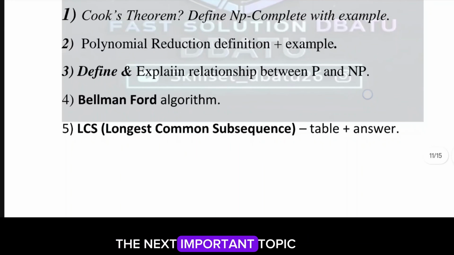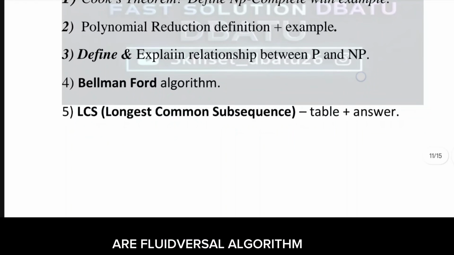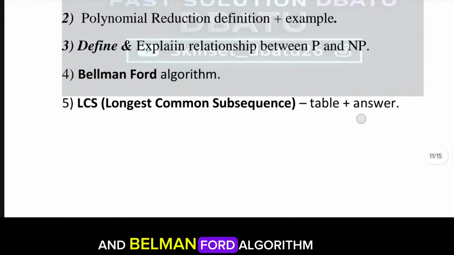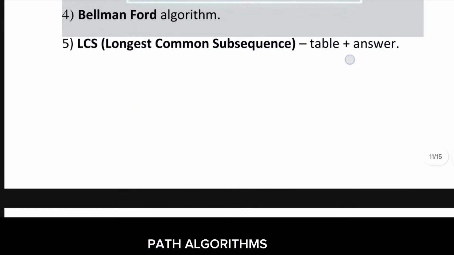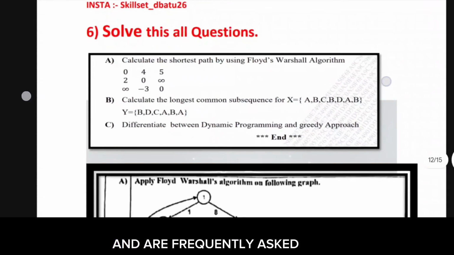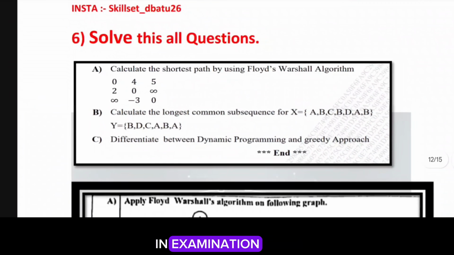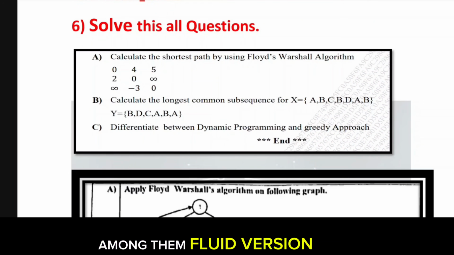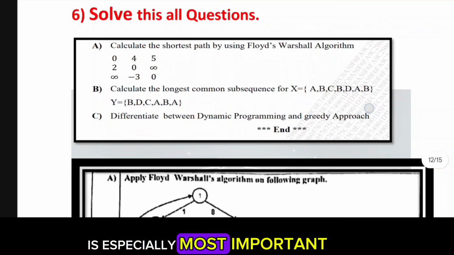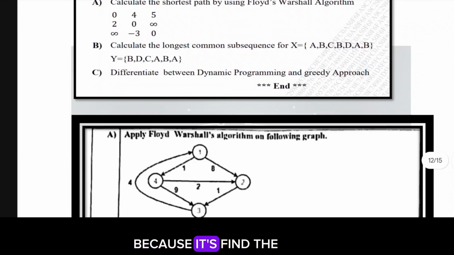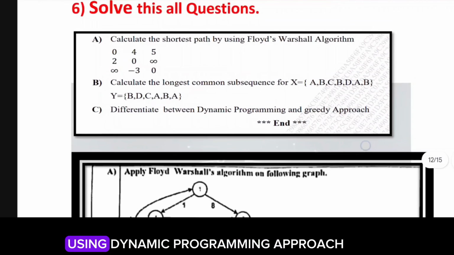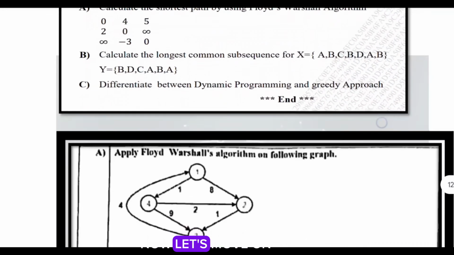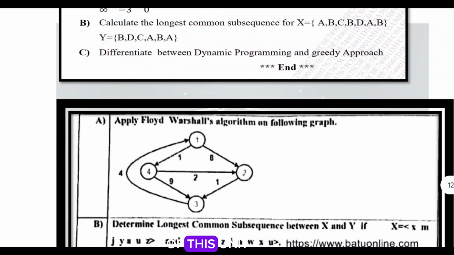The next important topics are the Floyd-Warshall algorithm and the Bellman-Ford algorithm. Both are important shortest path algorithms and are frequently asked in examinations. Among them, Floyd-Warshall is especially important because it finds the shortest path between all pairs of vertices using a dynamic programming approach. Now let's move on to the theoretical section of this unit.